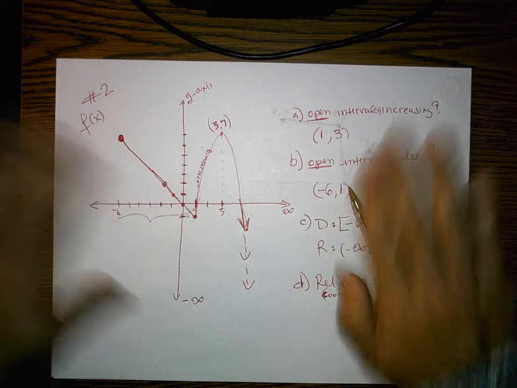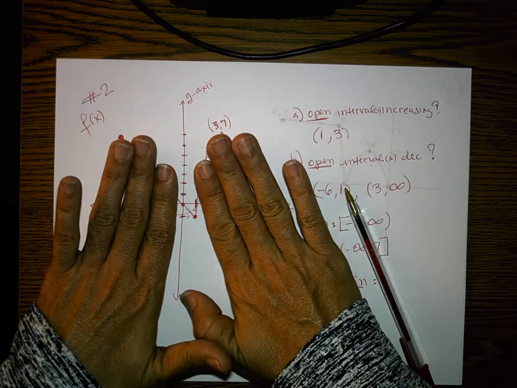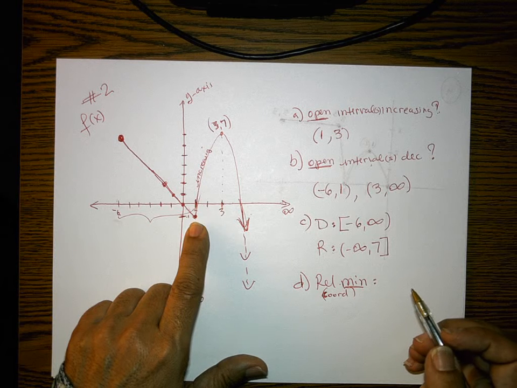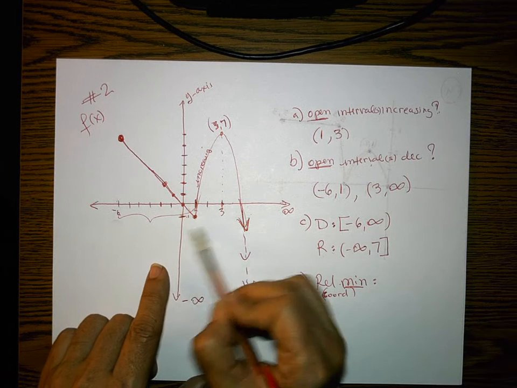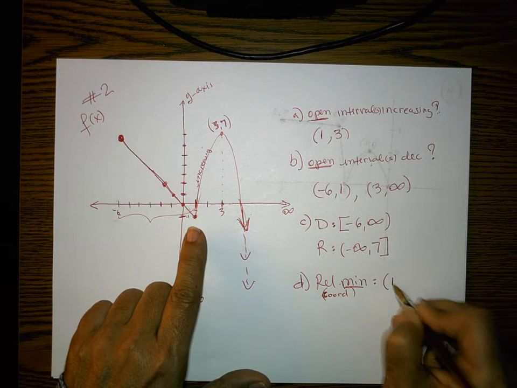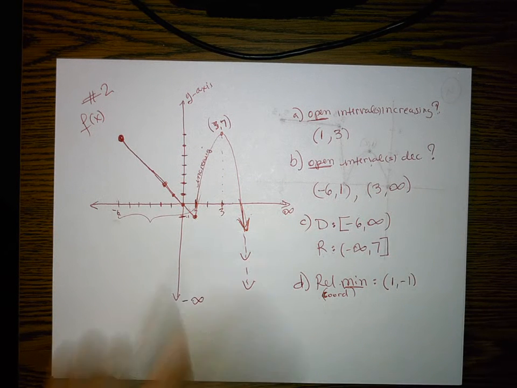If you just zoom in on the graph right here, you see that that point (1, -1) is the smallest value relative to this area of the graph. So one of the coordinates would be (1, -1). It is a relative minimum.